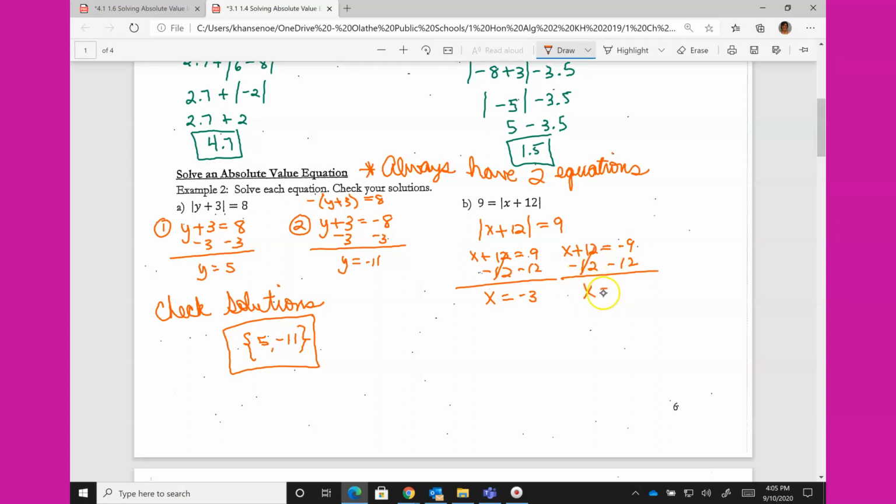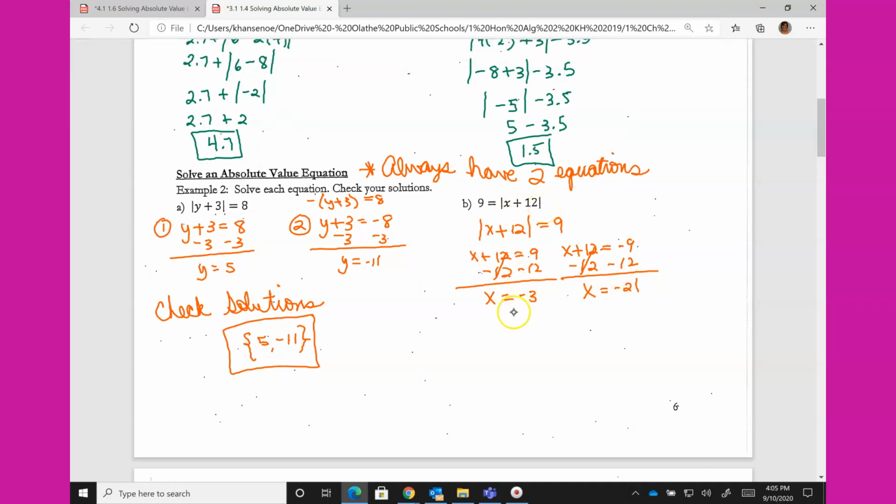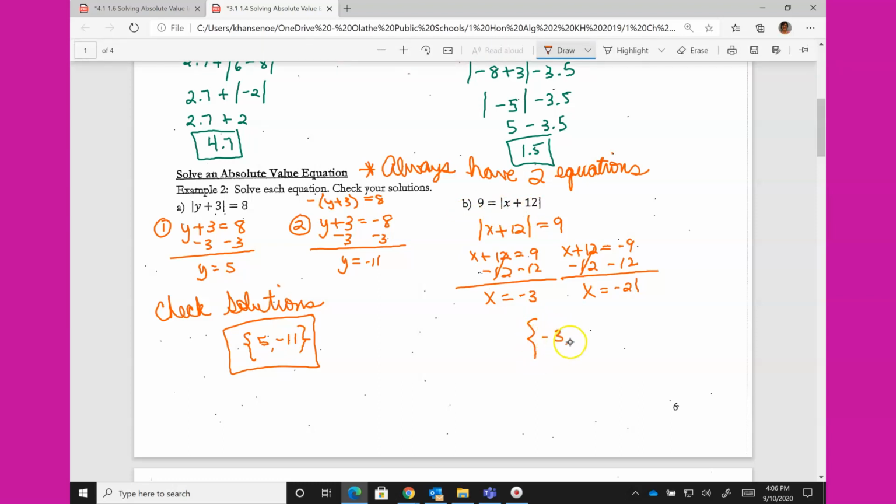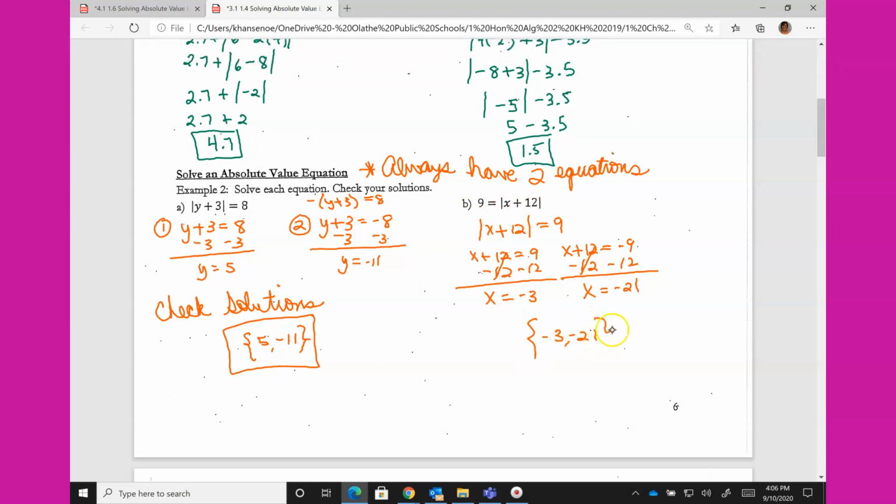I get x equals negative 21. So I plug that back in. Negative 3 plus 12 is 9. Absolute value of 9 is 9. So yes, that works. Negative 21. Plug negative 21 in. I get 9, negative 9, absolute value 9, 9. It works. So then my solution set is negative 3 and negative 21. And that's my answer. Okay?